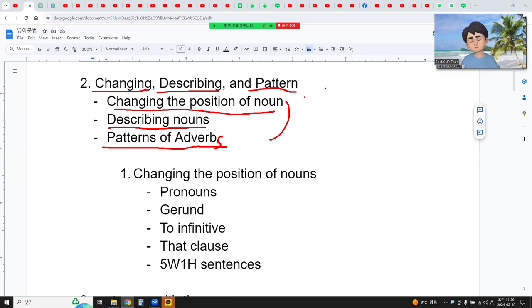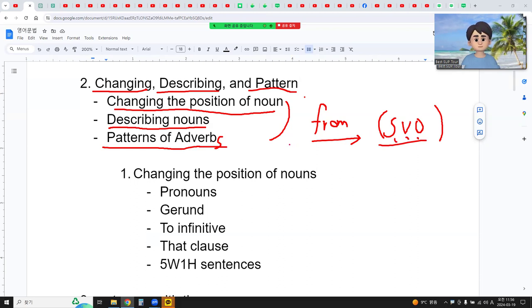from the simple sentence. Simple sentence means one which has the basic word forms, like noun, adjective, adverb, verb, preposition, that kind of thing. Subject, verb and object in English. And then, of them, today I'll explain changing the position of nouns, which changes the position of nouns.